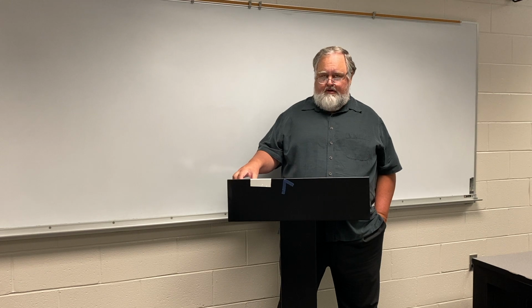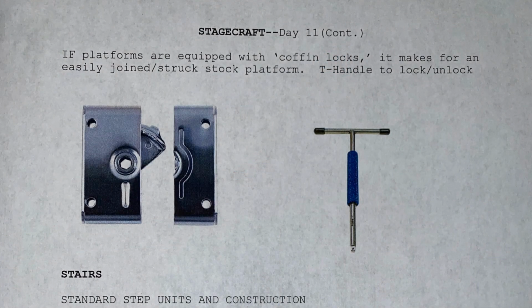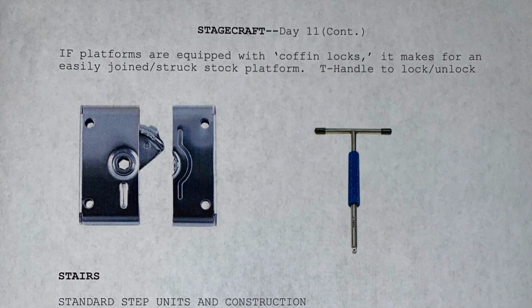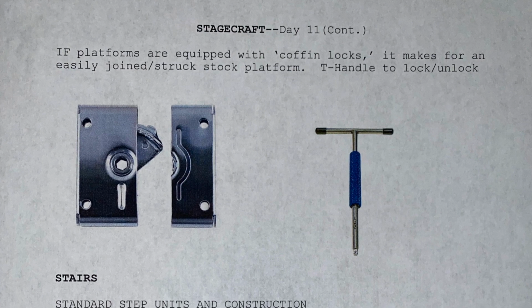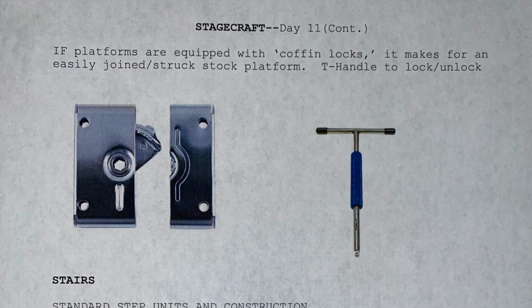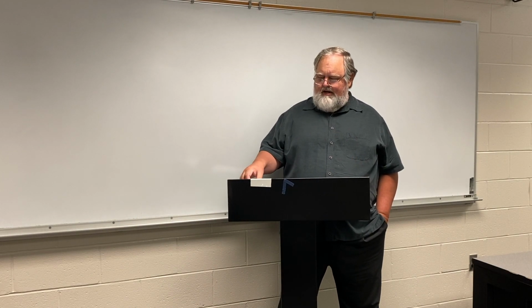Cool. Again, as with flats, probably the best way to join platforms together is using coffin locks. But again, a lot of people prefer having the 3/4 inch bolts. So whichever way is standard to your procedures. All right, last but not least, let's talk about stairs. Stairs are one way of getting from one level to another.